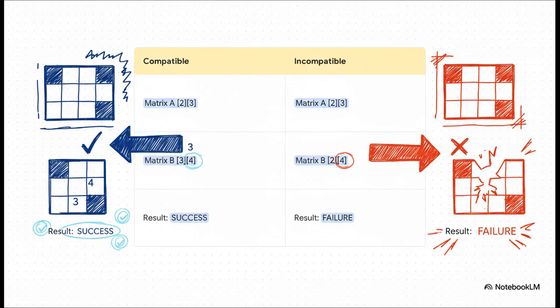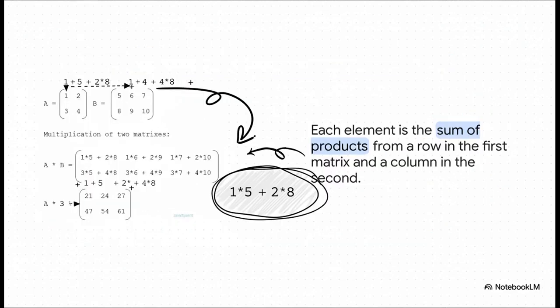And this is a perfect way to see what I'm talking about. Look at the example on the left. We have a 2 by 3 matrix and a 3 by 4. See those inner numbers, the 3 and the 3? They match, so we're good to go. But on the right, we have a 2 by 3 and a 2 by 4. The inner dimensions are 3 and 2. They don't match, so nope, can't do it. It's a failure.